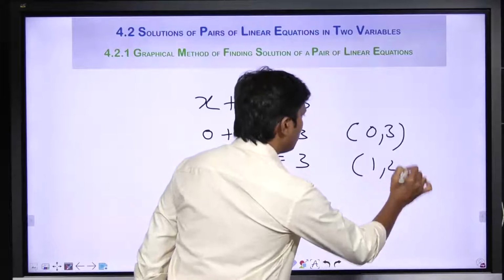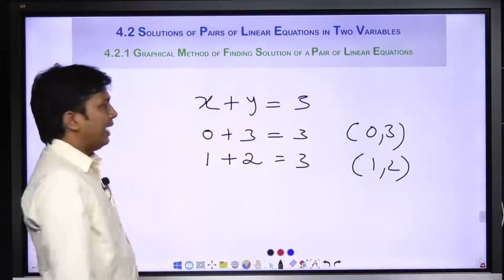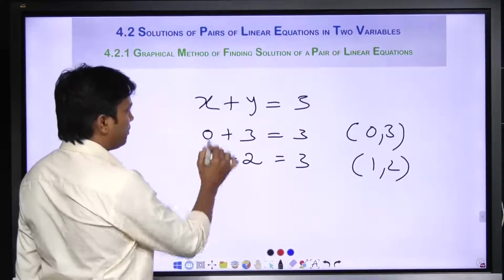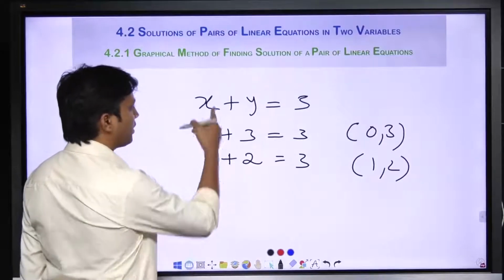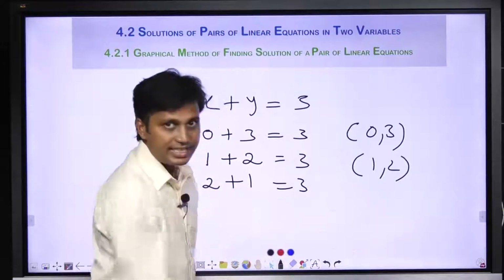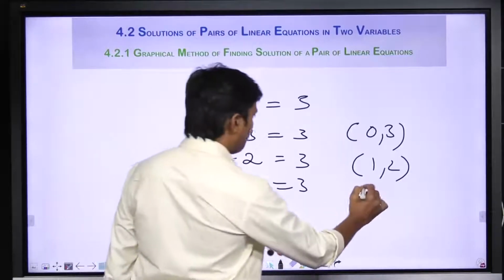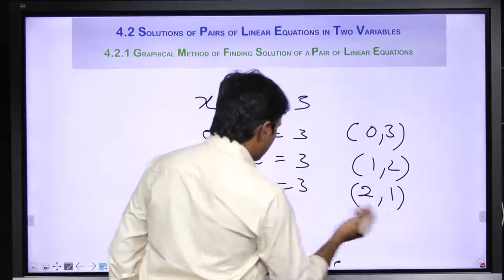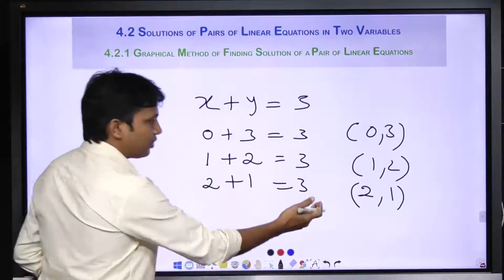1 and 2 now. Okay. And if you give another value, see if you take here this value would be 2, then this would be how much? 1. That equals 3. Again the equation is getting satisfied. So therefore, another ordered pair would be 2 comma 1. Similarly, we get 3 comma 0 also.